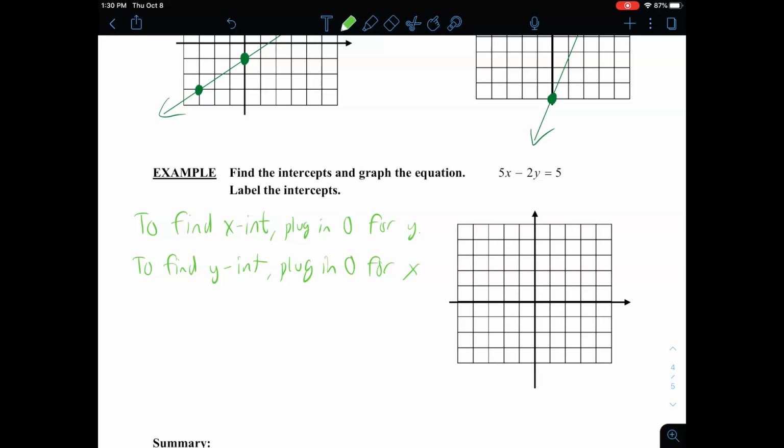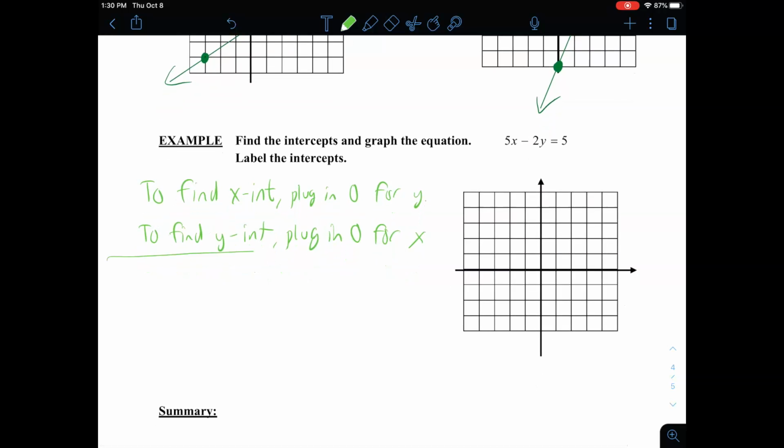You could also solve for y and do it that way, but I think it's easier just to find the intercepts. Okay? All right, so let's split this in half here. Let's find the x-intercept over here and the y-intercept over here.